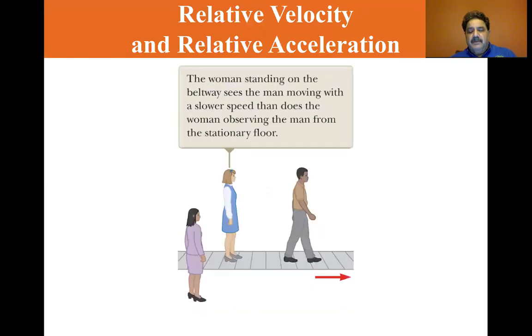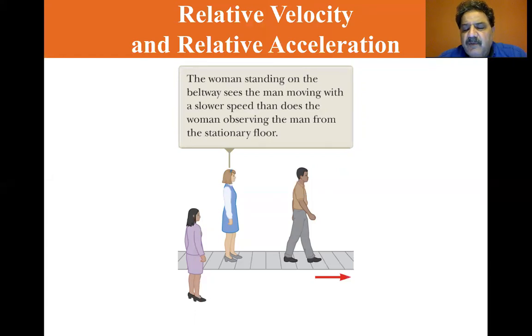Okay, let's go to another example. You see a woman standing on a beltway. She sees a man moving with a slower speed than the woman observing the man from the stationary floor. So consider two observers watching a man walking on the moving beltway. The woman standing on the moving beltway sees the man moving at a normal walking speed because she's got the speed of the belt, and he's on the belt, and she just sees him walking normally.